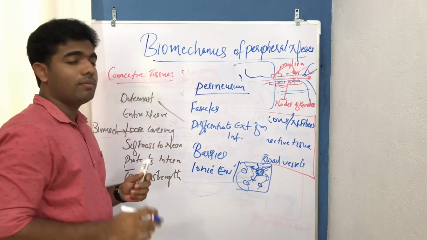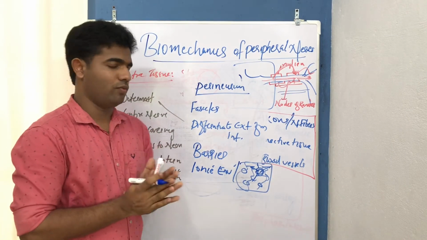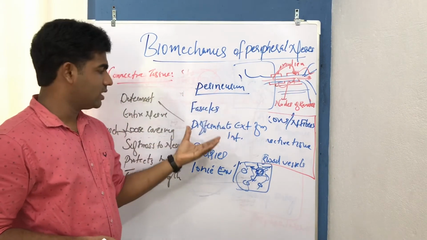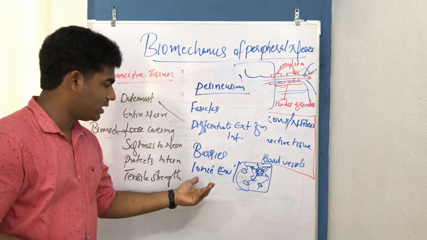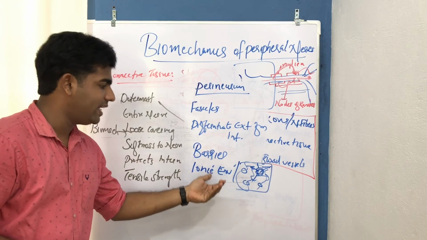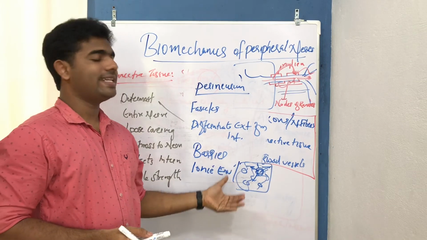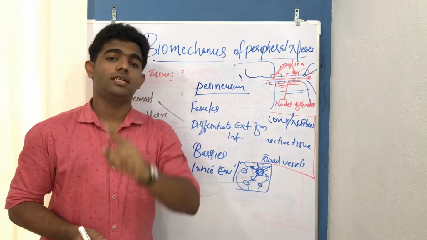So that is the biomechanical function of perineurium. Once again, it covers the fascicles, differentiates external from the internal environment, acts as a barrier and maintains the ionic environment inside the nerves.